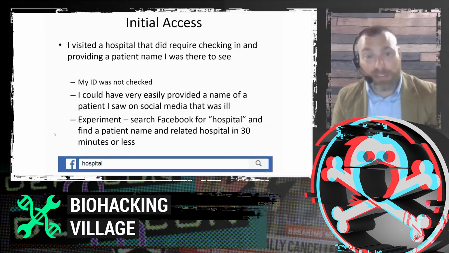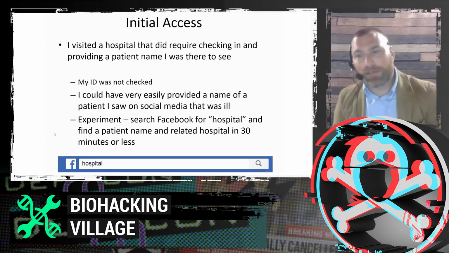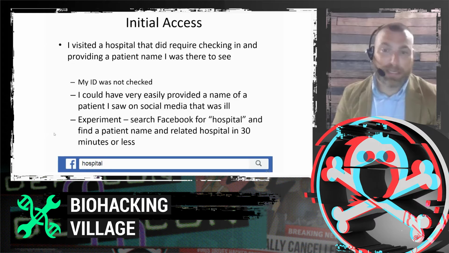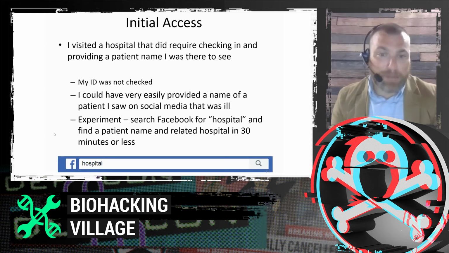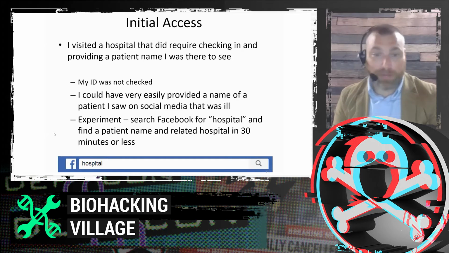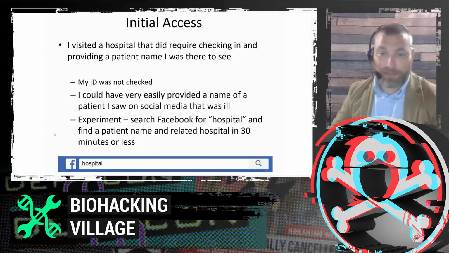The hospitals that I visited did not check my ID, which was interesting because I could very easily have provided the name of any patient that was in the hospital at the time and been given access. And I actually tested this out. It's an interesting OSINT experiment. If you go to Facebook and search for a hospital, in probably 30 minutes or less, you're going to be able to find the name of a patient, whether it's a friend or distant colleague.